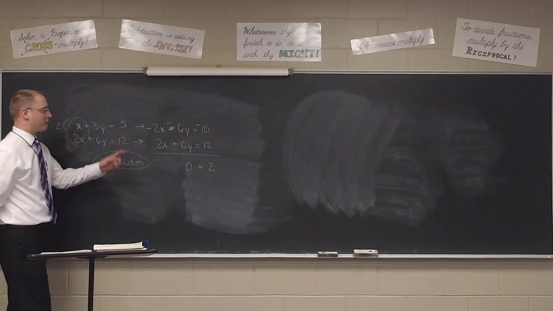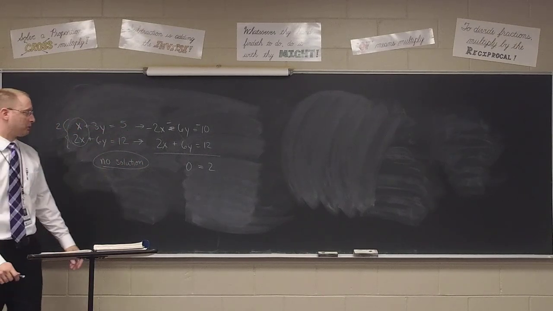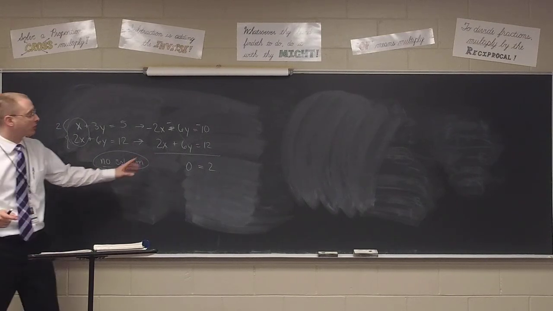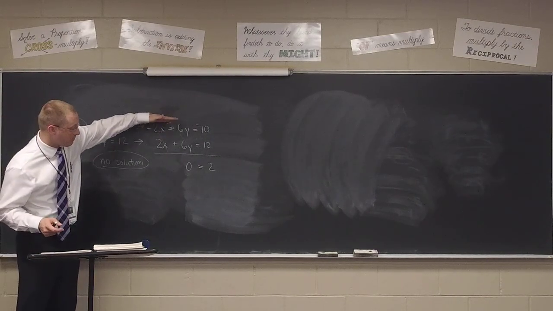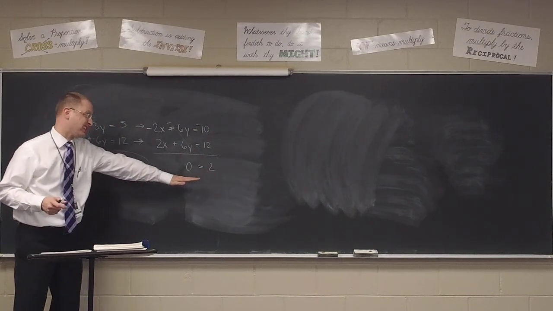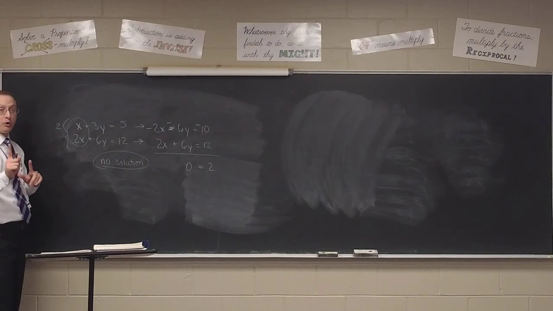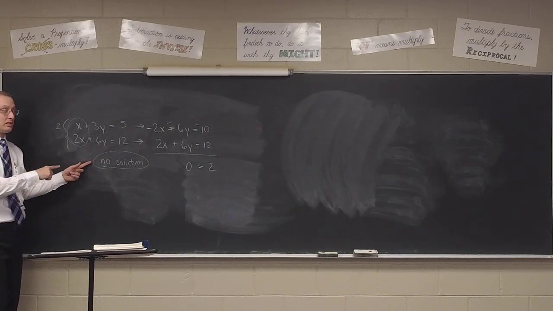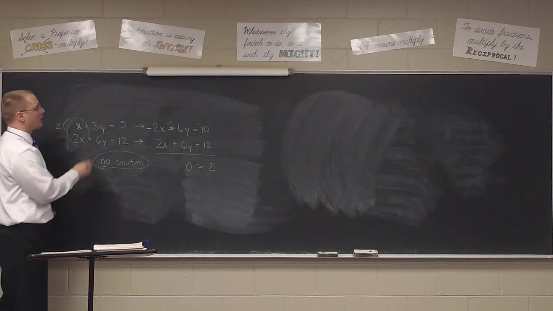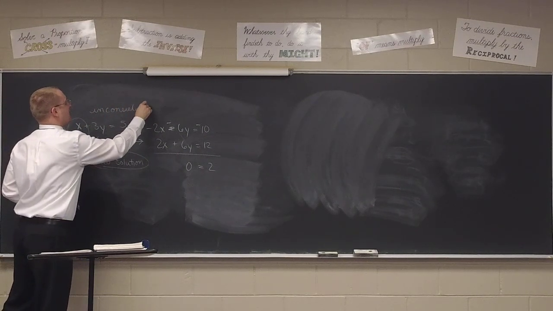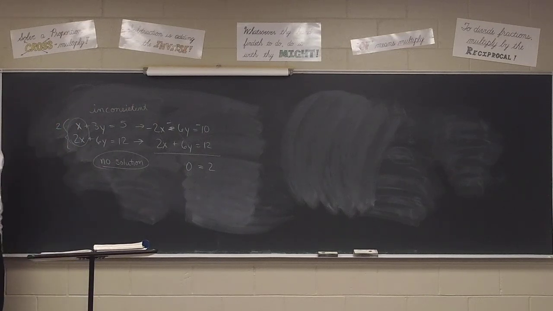No solution. Here you have two parallel lines. 2x plus 6y cannot equal 10 and equal 12 at the same time. If you arrive at a position where both variables cancel, but you're left with 0 equal to something other than 0, that's a sign, without graphing, this would have been two parallel lines. This would be an inconsistent system. Questions on how to spot, without graphing, an inconsistent system.